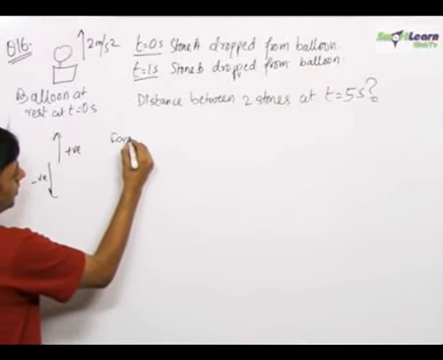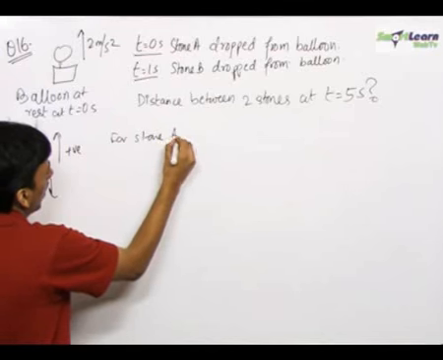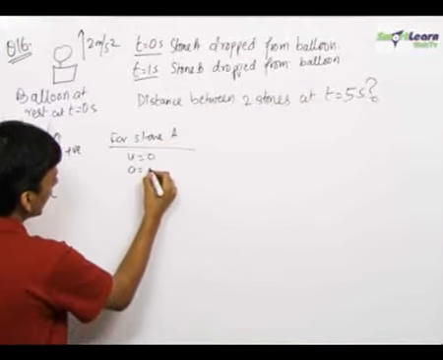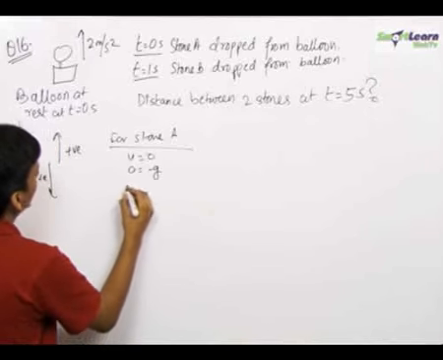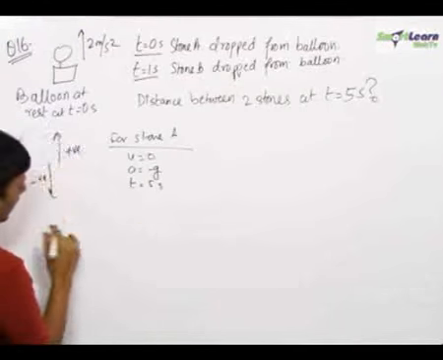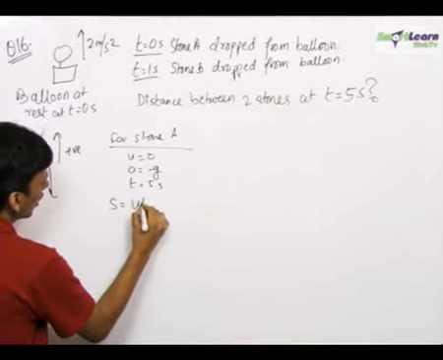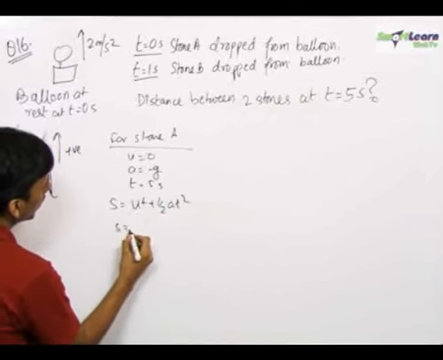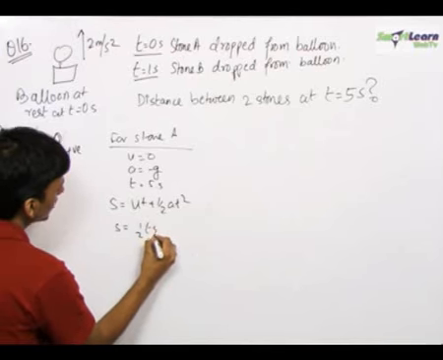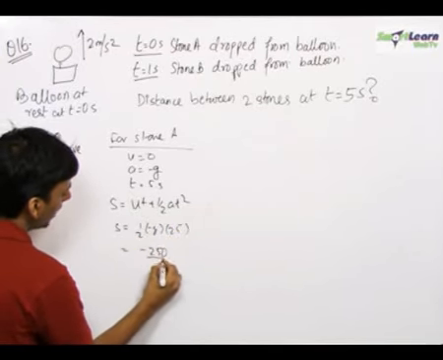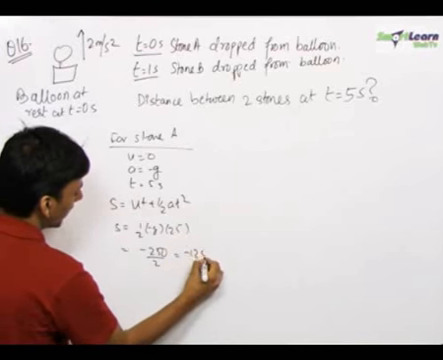For stone A, initial velocity was 0, acceleration is equal to minus g, time is equal to 5 seconds. So the displacement of the particle is ut plus half at square, s is equal to half minus g 25, that is equal to minus 250 by 2, that is equal to minus 125 meters.